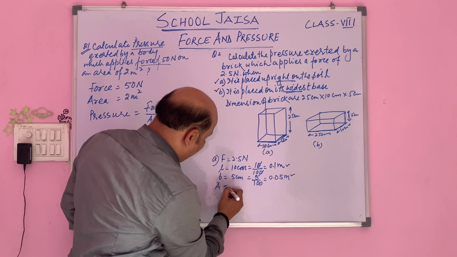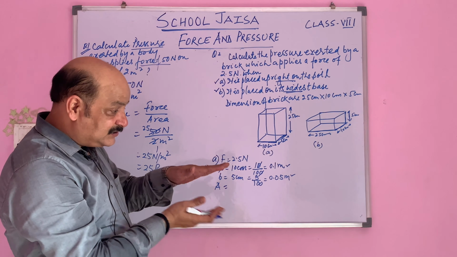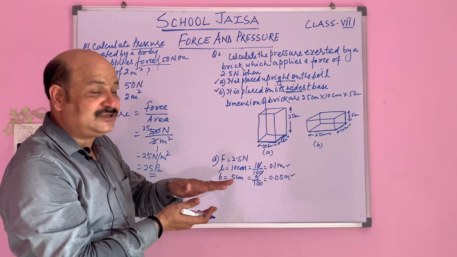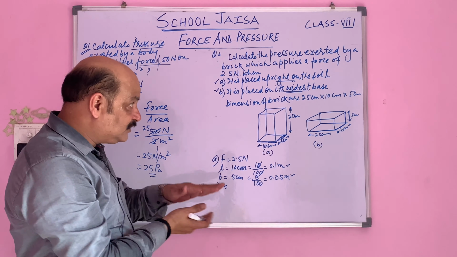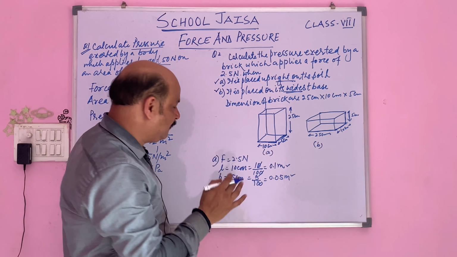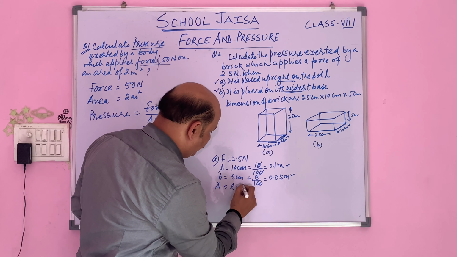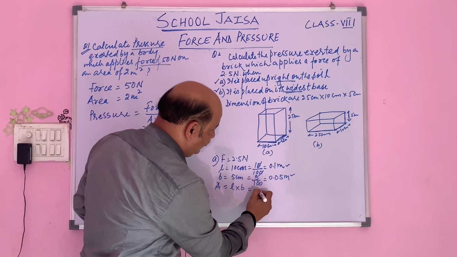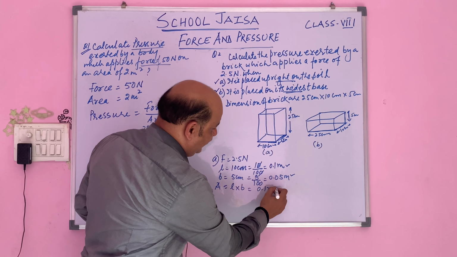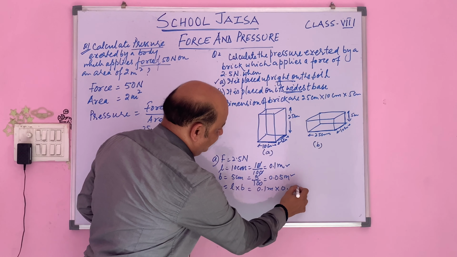So now the area. I told you earlier, the surface which is coming in contact with the soil is a rectangular surface. So we will use the formula of the area of a rectangle, that is length into breadth, and you will put it like this.